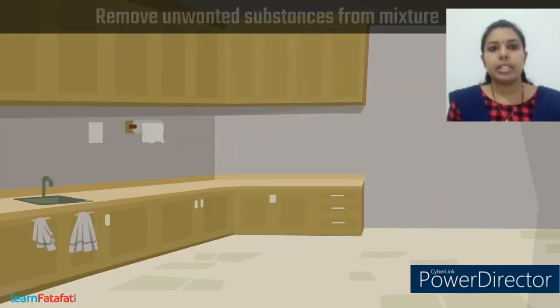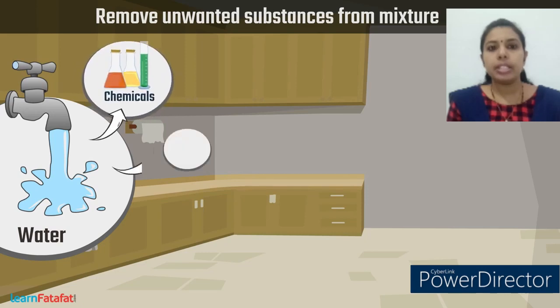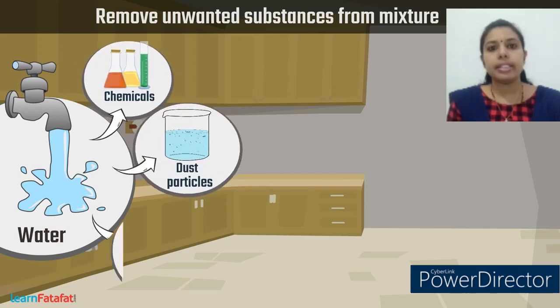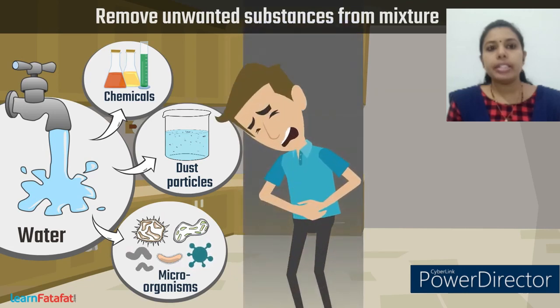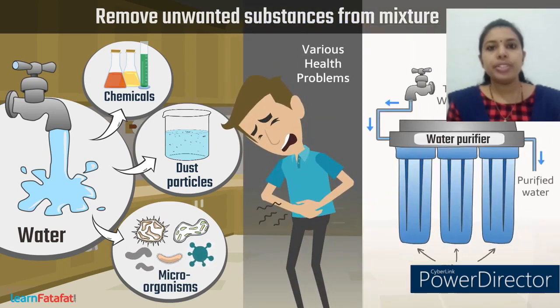Separation is needed to remove unwanted substances from the mixture. Water coming to your homes contains impurities such as chemicals, dust particles, microorganisms, etc. Drinking such water could cause health problems. We need to separate these unwanted substances from water.